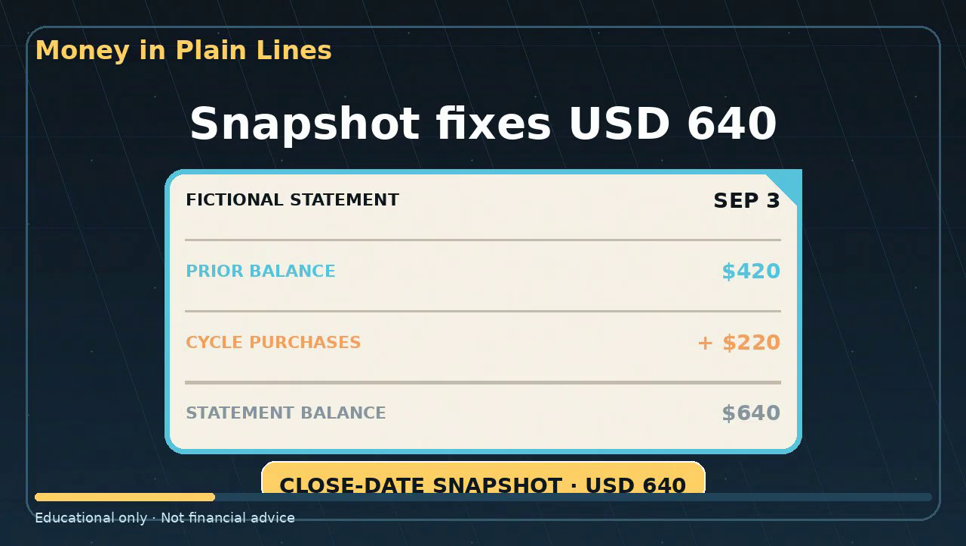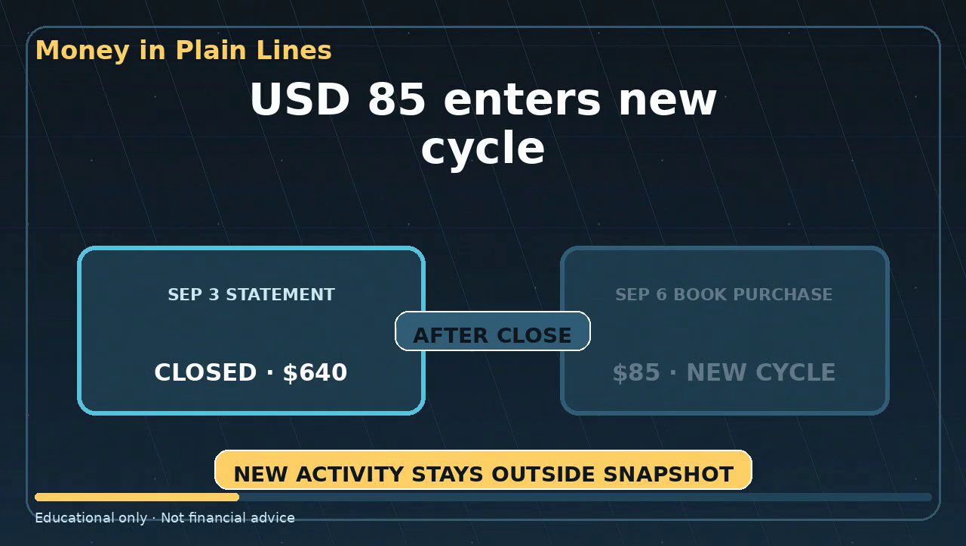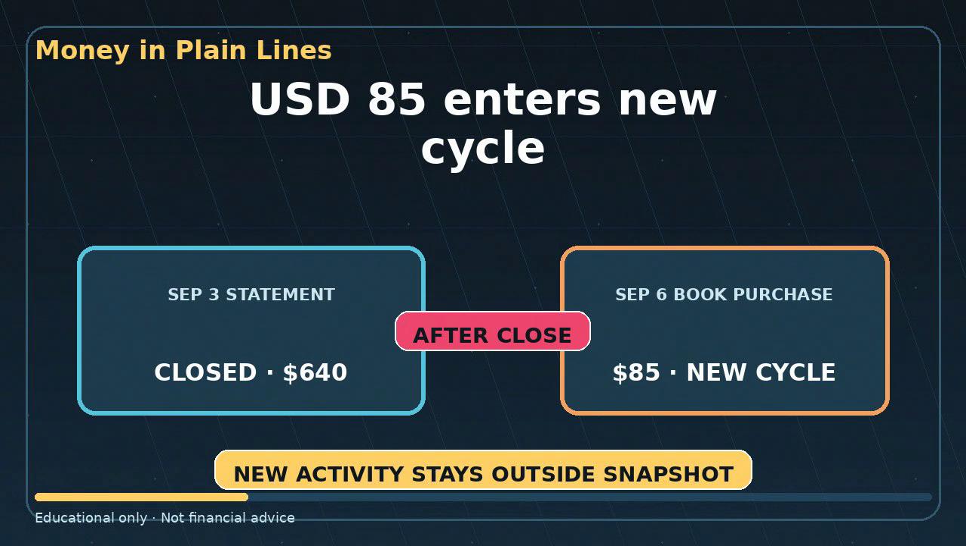3 days later, on September 6th, Elena makes a fictional $85 bookstore purchase. Assume it posts immediately for the purposes of this lesson. The post-close scene keeps the September 3rd statement closed while the $85 receipt moves into the new cycle. Later activity can change the live account view without rewriting an already produced statement.